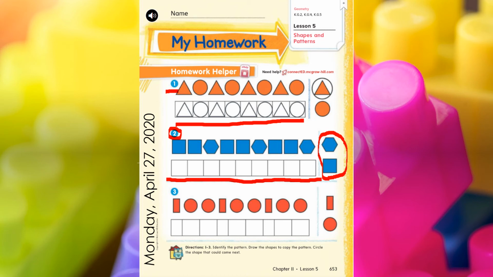All right, let's look at number 3. Okay, number 3 has an ABB pattern. All right, so you're going to trace the pattern underneath, then circle what shape comes next. Go ahead and do that now.